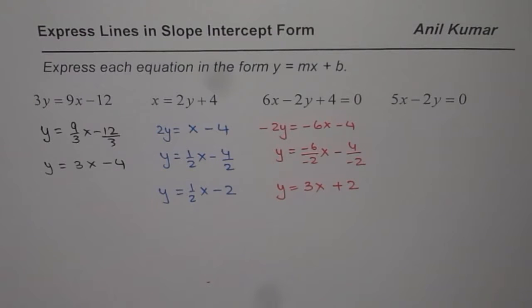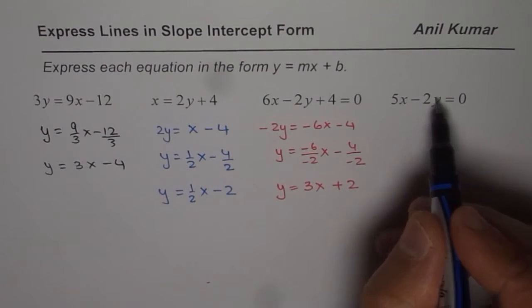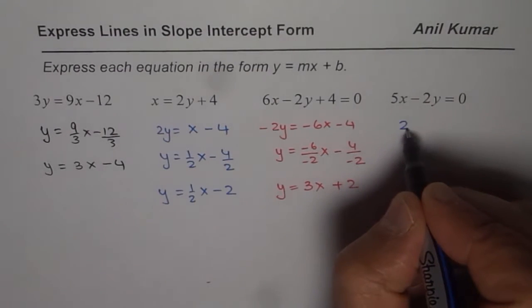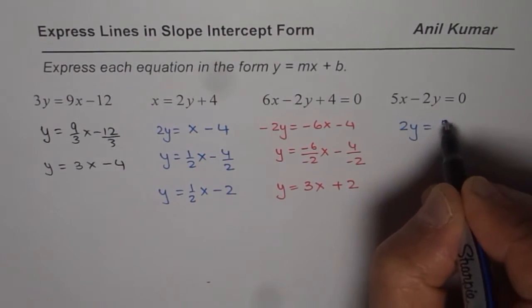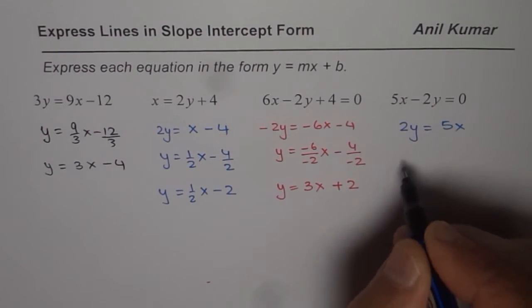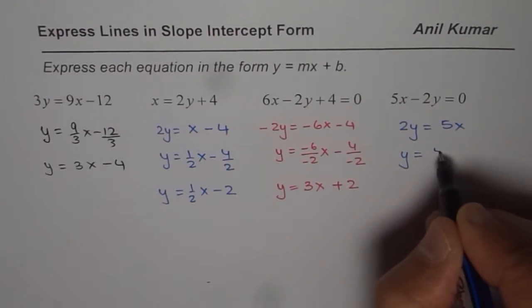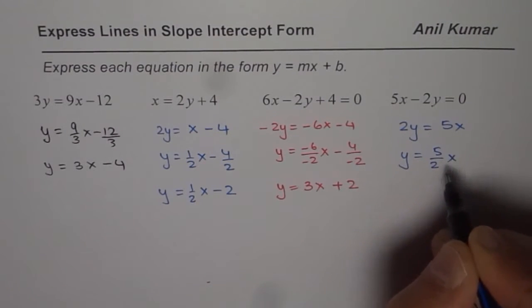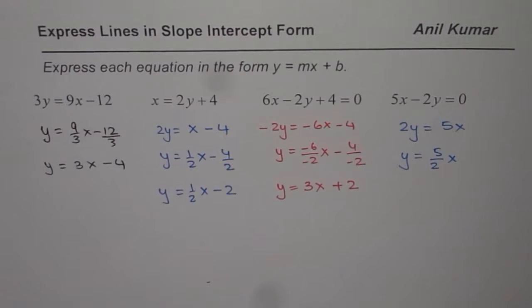Now for the last equation, let us take 2y on the other side. So we get 2y equals 5x. And now we can divide by 2. So we get y equals 5 over 2 x. Do you get the idea? So that is how you can actually write equations in slope-intercept form.